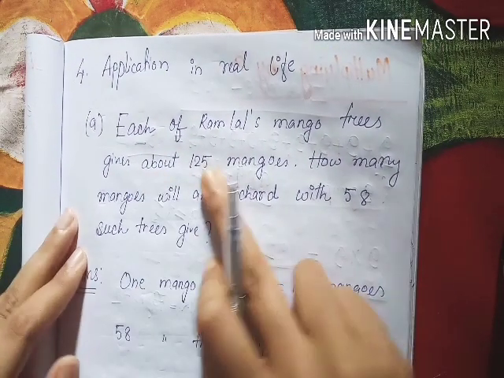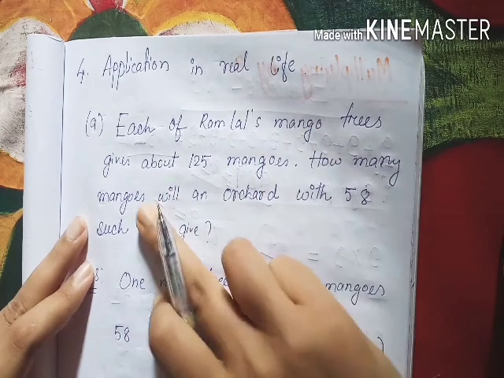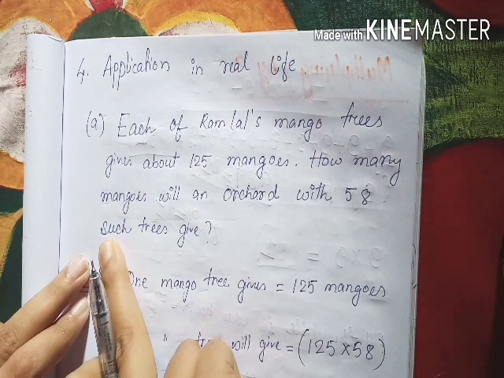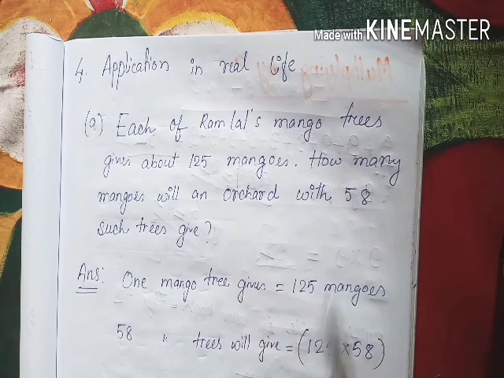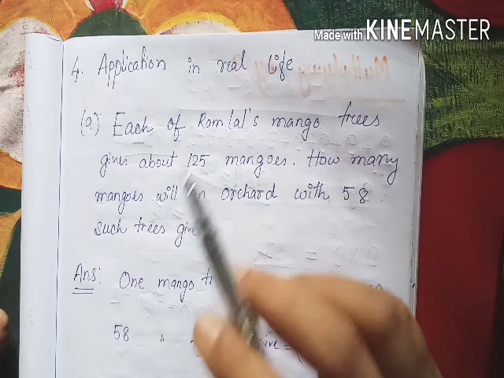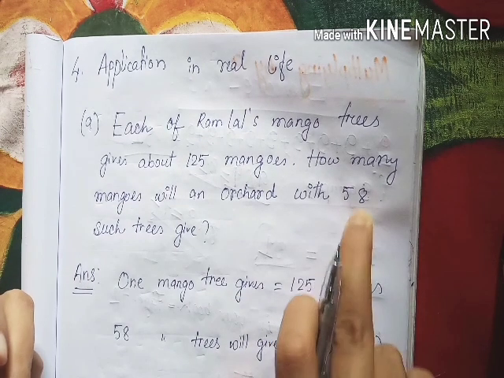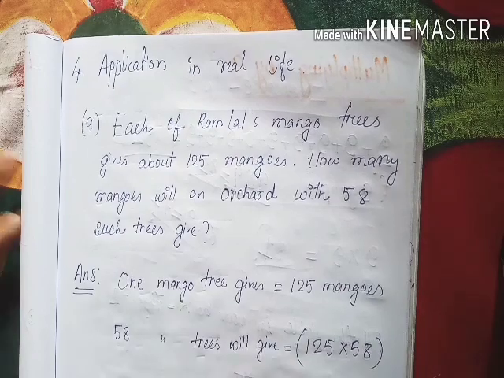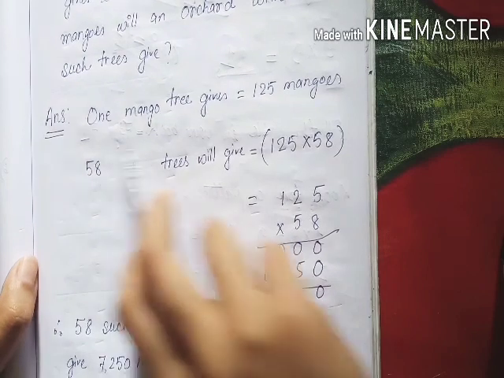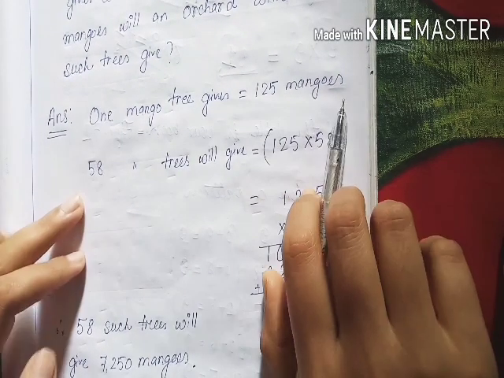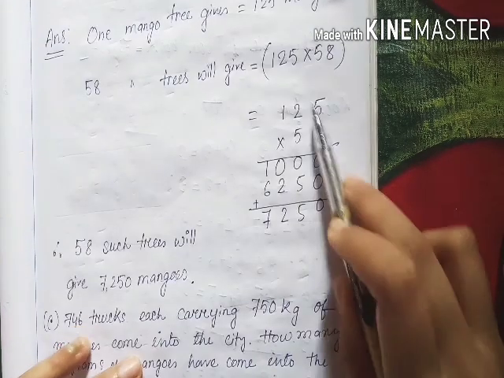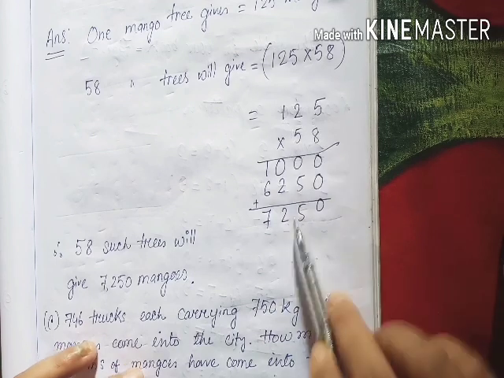Each of Ramlal's mango trees gives about 125 mangoes. How many mangoes will an orchard with 58 such trees give? So here it is clearly given that one mango tree gives about 125 mangoes. So we have to first search for 58 such mango trees. Here you just have to write a simple sentence. One mango tree gives 125 mangoes. So 58 mango trees will give what? 125 into 58. If you multiply them, then you will get the answer.